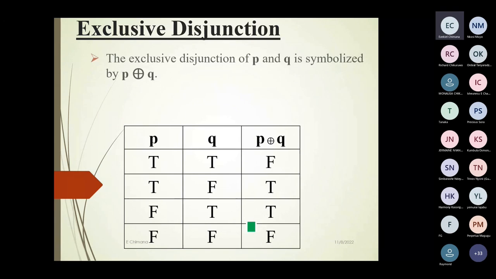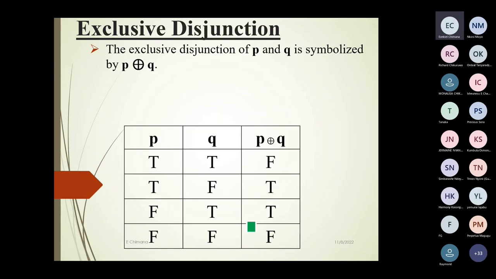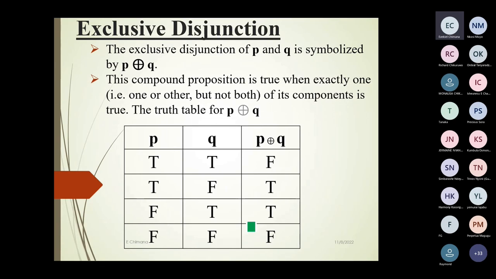Then there is the exclusive disjunction. The exclusive disjunction of P and Q is symbolized by P, this plus in a circle, and then Q. So this compound proposition is true when exactly one of its components is true. The truth table of P exclusive disjunction Q is as this.